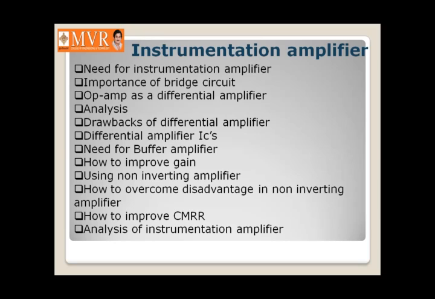So when we are using an op amp as a differential amplifier, how will the gain of the op amp be, and on which factors is this gain going to depend, as well as the CMRR. We are going to observe the CMRR of this instrumentation amplifier. In the analysis part, we are going to see all these. And what are the drawbacks in this differential amplifier when we are using this op-amp as an instrumentation amplifier, and how to overcome those drawbacks.